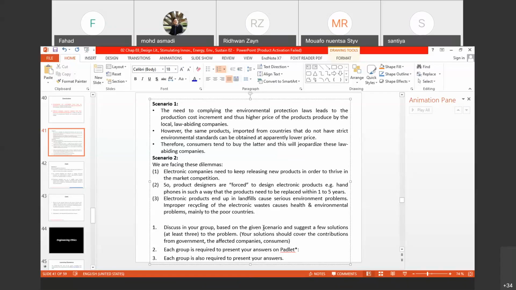Doktor, yang 3 solution tu setiap senario ke ataupun boleh pilih mana satu ke macam mana? I told you, you can choose either one. One or two. I think the easiest one is scenario 2, right? Scenario 2 is easy.